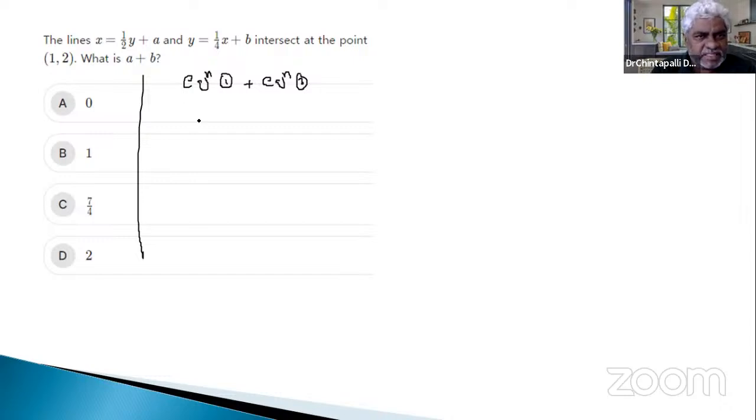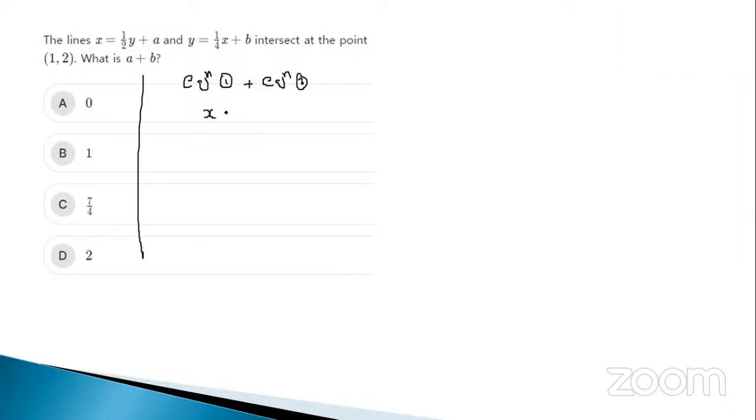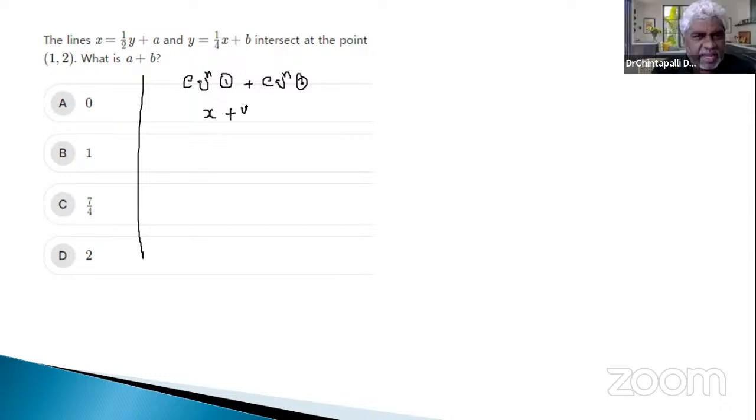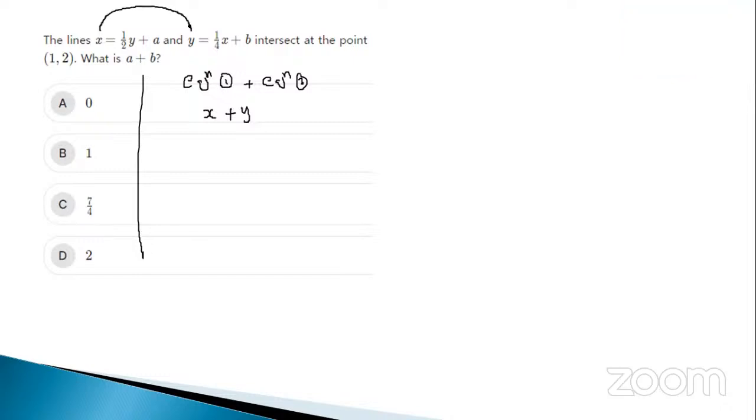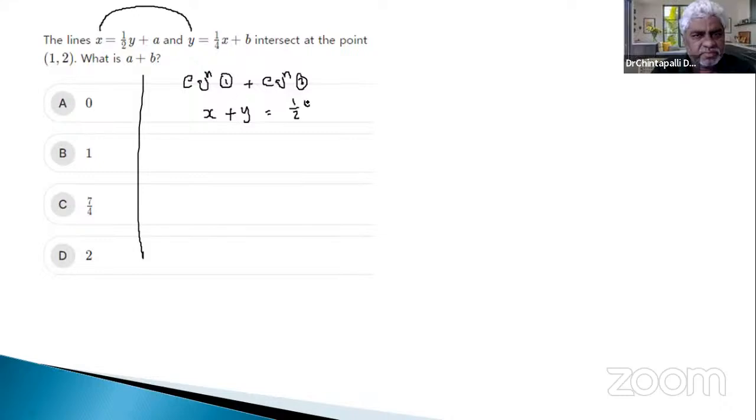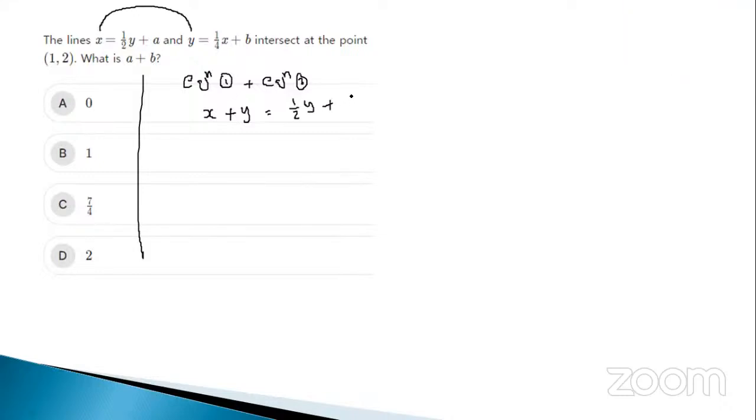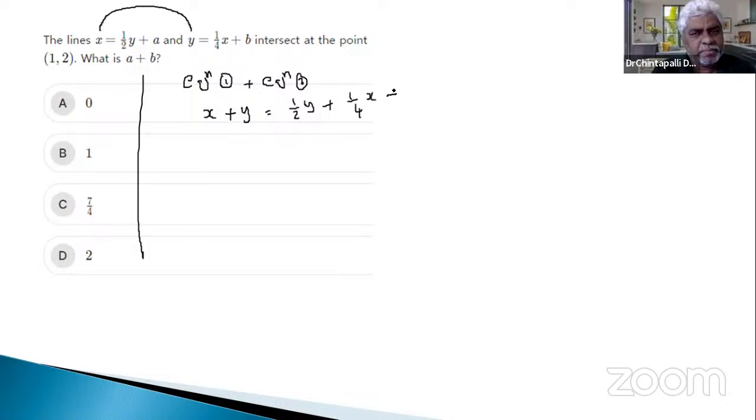Add the left hand sides. So x plus half y, plus, we are adding the left hand sides, x plus y, is equal to half y plus a plus half y plus 1 by 4 x plus a plus b.